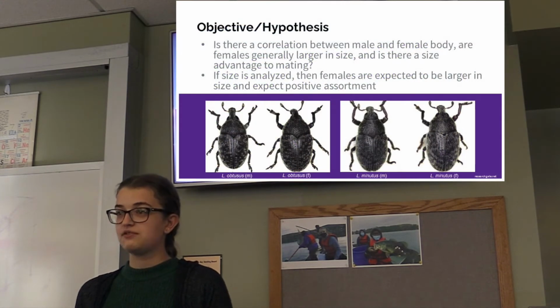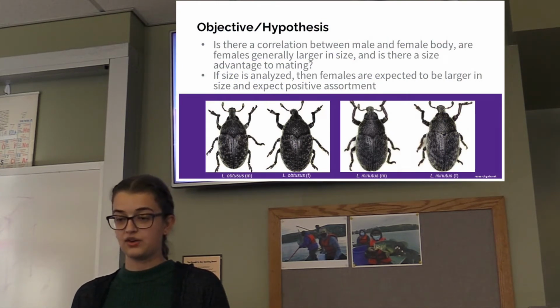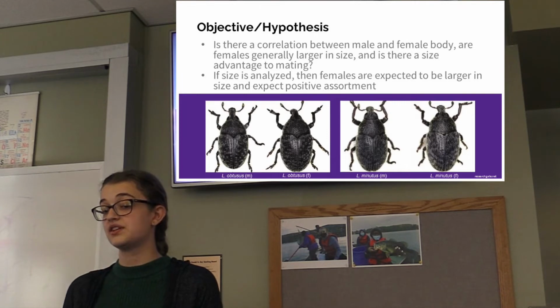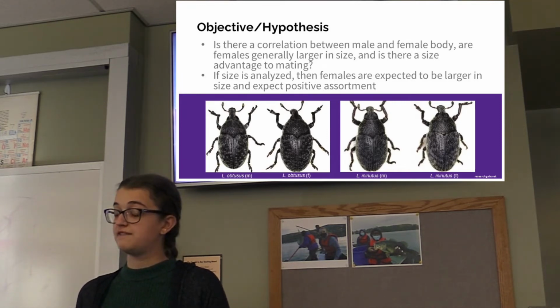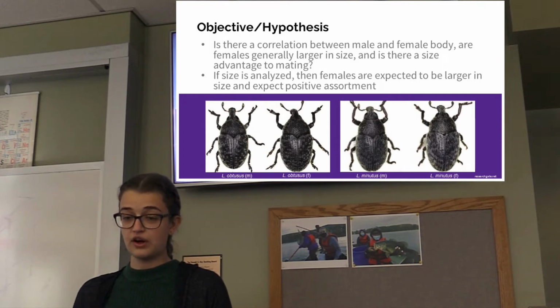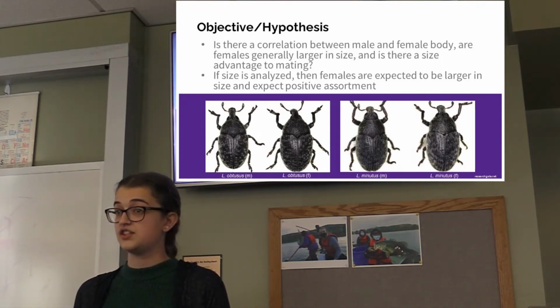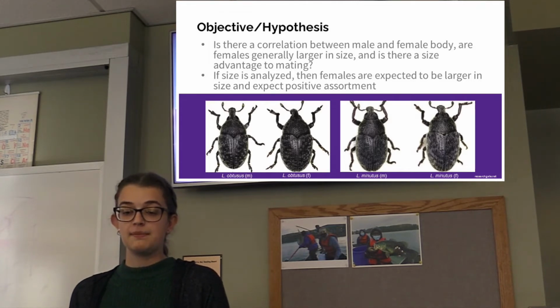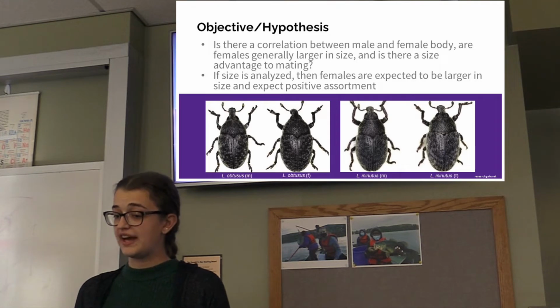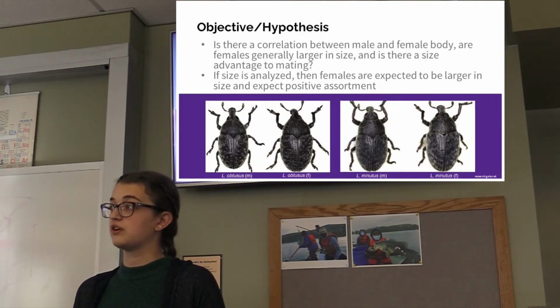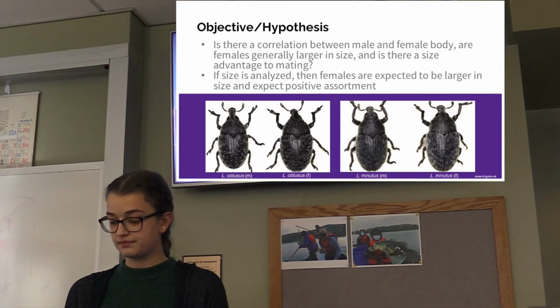My main objective was to analyze size within the weevils. Within that, I came across three questions I wanted to answer. The first is, is there a correlation between male and female body size? Are the females generally larger in size? And is there a size advantage to mating? My hypothesis was, if size is analyzed, then females are expected to be larger in size, and we would expect positive assortment, so they would have similar phenotypic traits for mating.